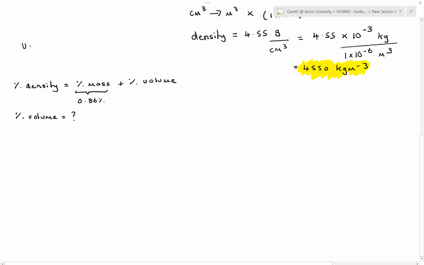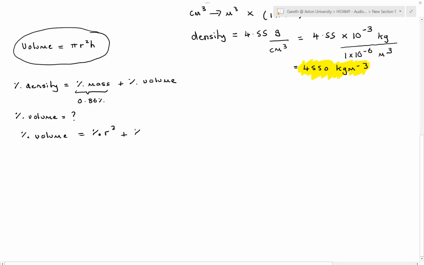Now if we recall, volume is equal to pi r squared h. Let's think for a second about what we're doing. Pi is a constant, so we don't need to concern ourselves with that. But we have an r squared and an h, and these are multiplying each other. Recall that when we multiply, we have to add the percentage uncertainties. So the percentage uncertainty in the volume will be the percentage uncertainty in r squared plus the percentage uncertainty in the height.